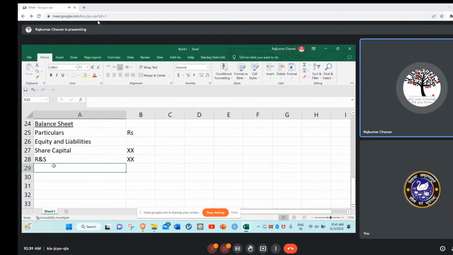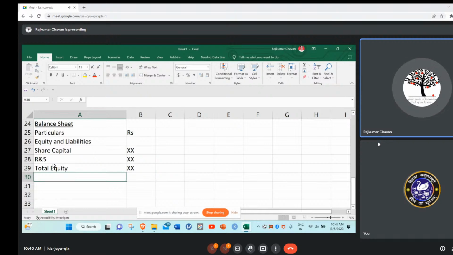Next, finally, we get total equity. What is the meaning of equity? I did not write share capital; when I say only share capital, it is called share capital. But I am writing equity. Equity means it comprises share capital and reserves and surplus. Understood the term? What is the meaning of equity?